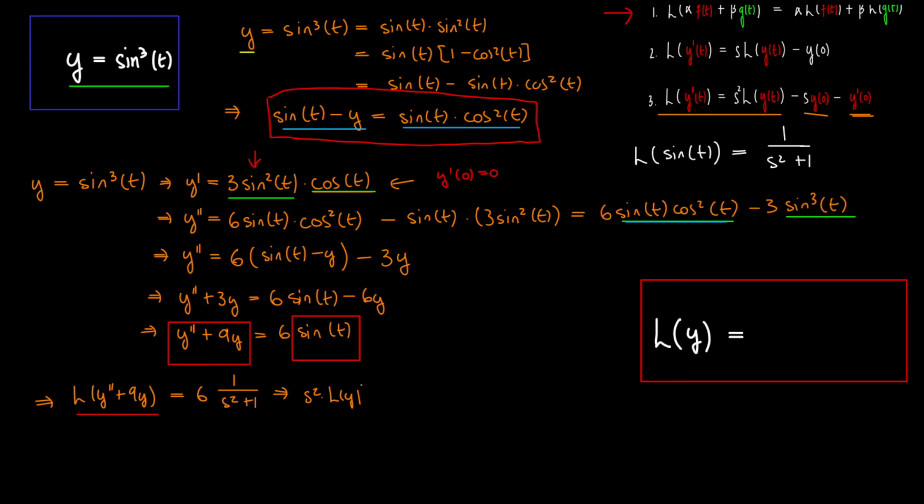Great. And so what the Laplace transform of y double prime turns out to be is equal to this. Great. So now we've got that, and now we have to add 9 times the Laplace transform of y. Okay, and this is equal to 6 over s squared plus 1.